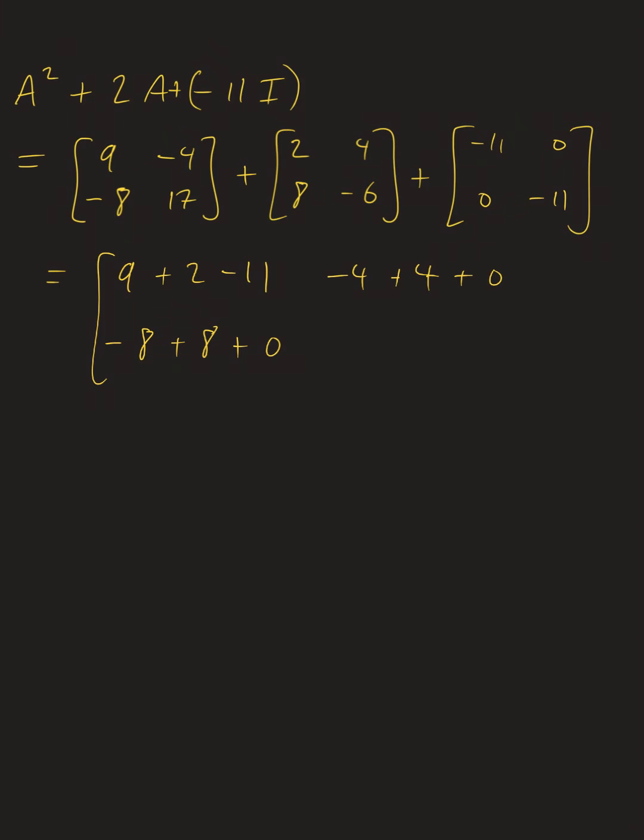And in the bottom right, that's position 2, 2, or second row, second column, I have 17, I have minus 6, and I have minus 11. Now finally, we just add up each element to get an answer. So 9 plus 2 minus 11 is 0, minus 4 plus 4 is 0, minus 8 plus 8 is 0, and 17 minus 6 minus 11 is 0.